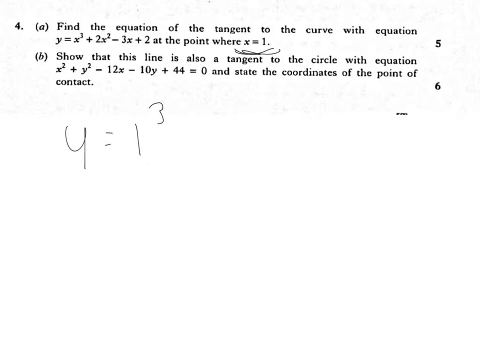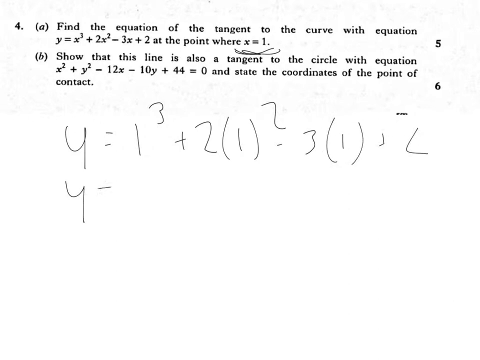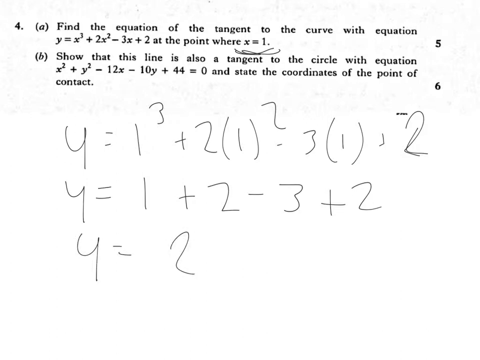So y would be equal to 1 cubed plus 2 lots of 1 squared minus 3 lots of 1 plus 2. So that's 1 plus 2 minus 3 plus 2, and that will give me 2. So the point of contact then is 1, 2.